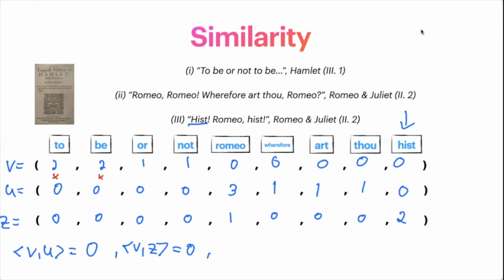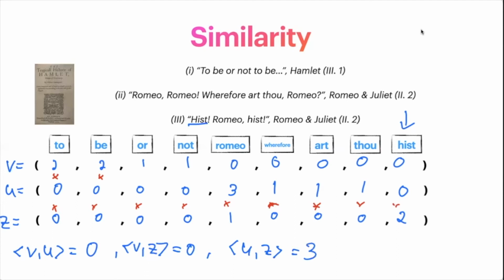On the other hand, if you calculate the dot product between U and Z, you would end up with 0 times 0 plus 0 times 0 plus 0 times 0 plus 0 times 0 plus 3 times 1. And then all the remaining multiplications are just 0. So the sum of all of them would be 3.